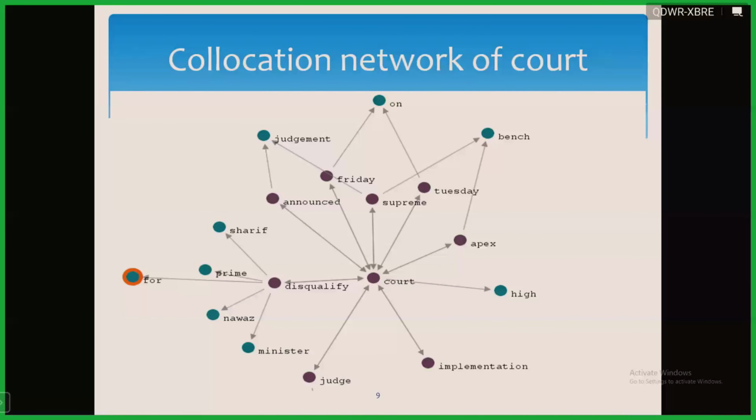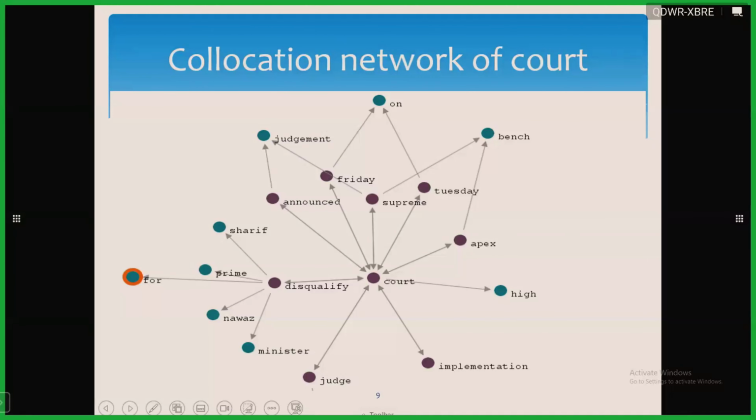For example, you can see here that this word court is in the middle, and you have different words. For example, disqualify. You have Sharif, you have Prime, you have Nawaz. So this is not really a political post. Right? So you can see that there are different relationships and different pictures on your screen. So these relationships also show that words are closely associated. For example, you can see court, disqualify, Nawaz, Sharif, Prime Minister, right?